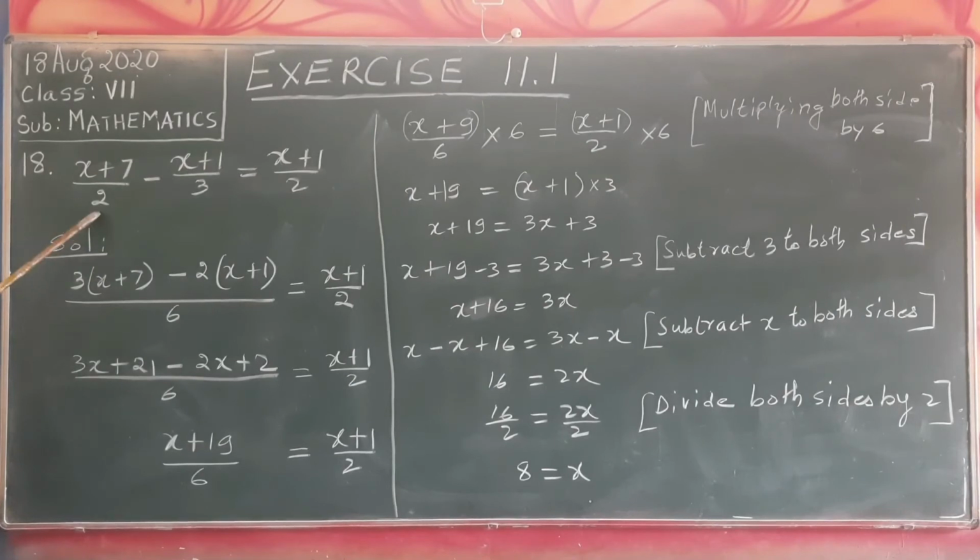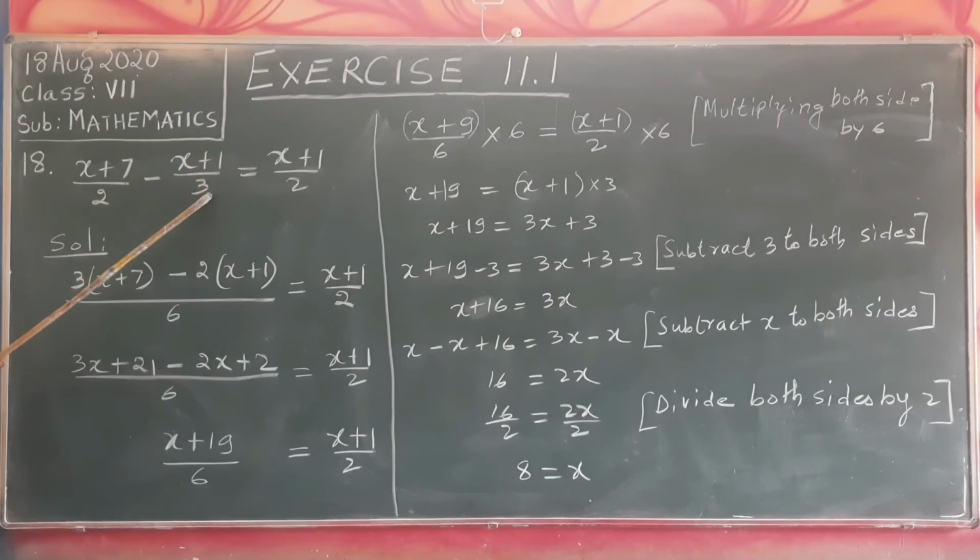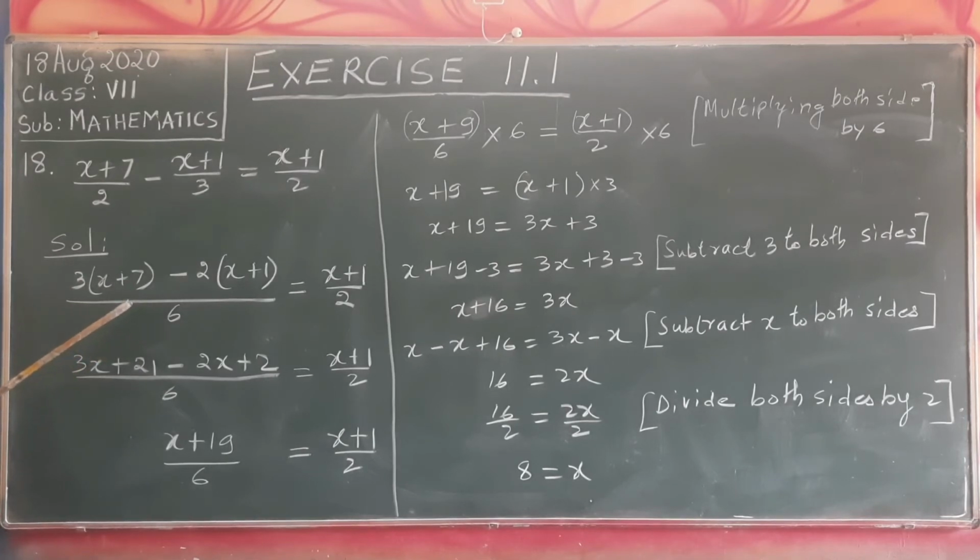Question number 18. x plus 7 upon 2 minus x plus 1 upon 3 is equal to x plus 1 upon 2. Solution. Before doing the solution, you can see the denominators in the question: 2, 3. LCM of 2, 3 is what? 6. So now in the numerator, x plus 7 is multiplied by 3, x plus 1 is multiplied by 2, and the right hand side will remain as it is.